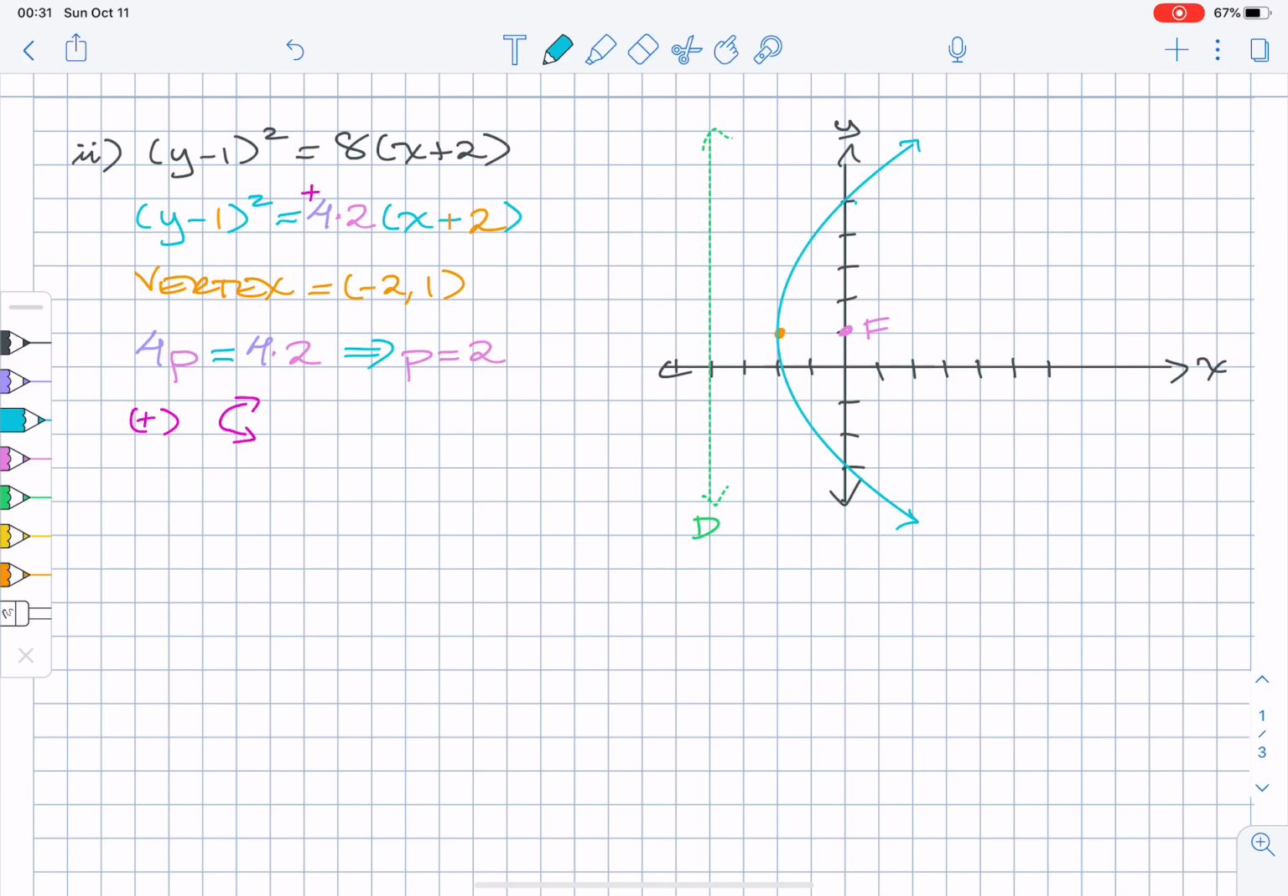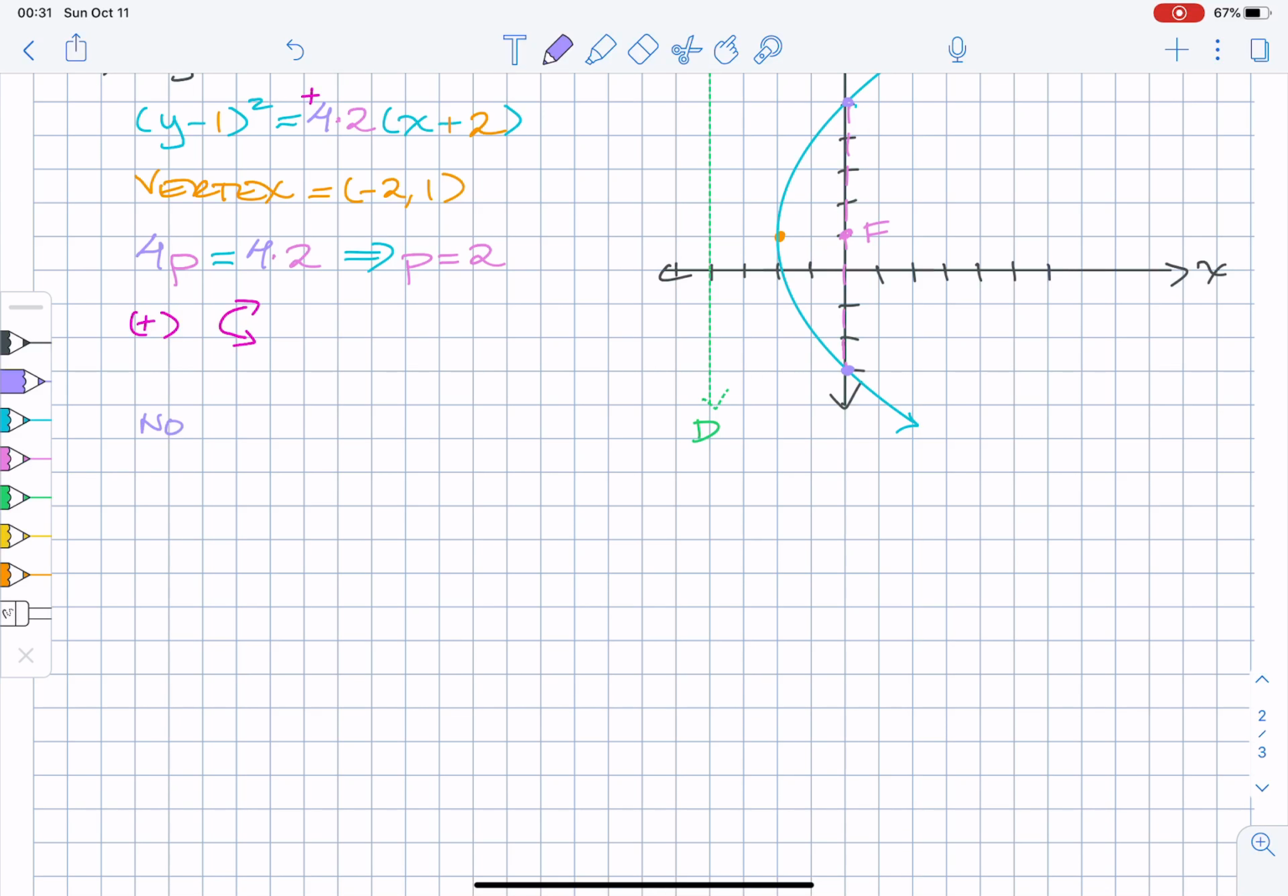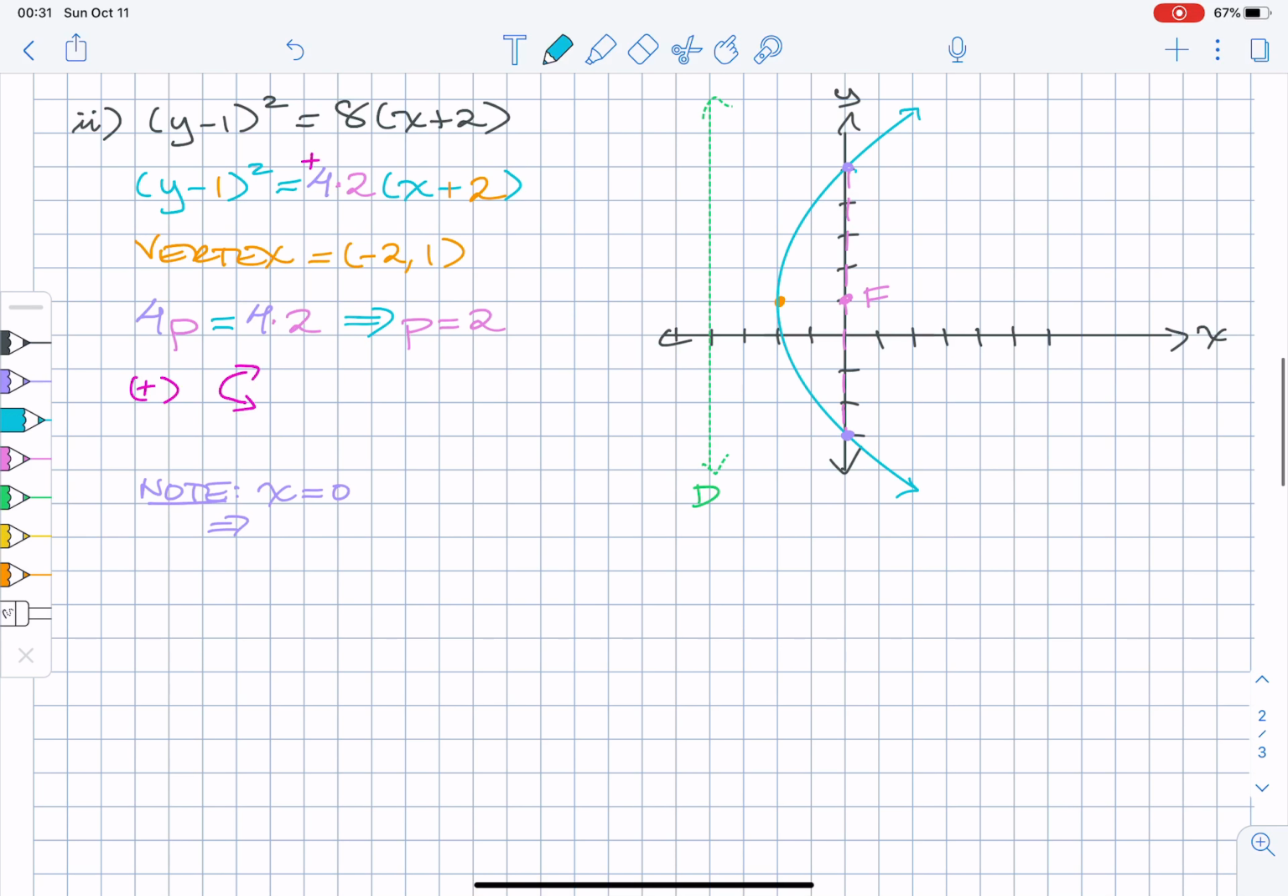Okay. So let's notice now that the focus is the y-axis, so that's x equals 0. So what I'm going to do is note x equals 0 implies that we get what? Y minus 1 quantity squared is equal to 8 times the quantity x plus 2, or sorry, 0 plus 2. What am I saying? Oh my goodness.